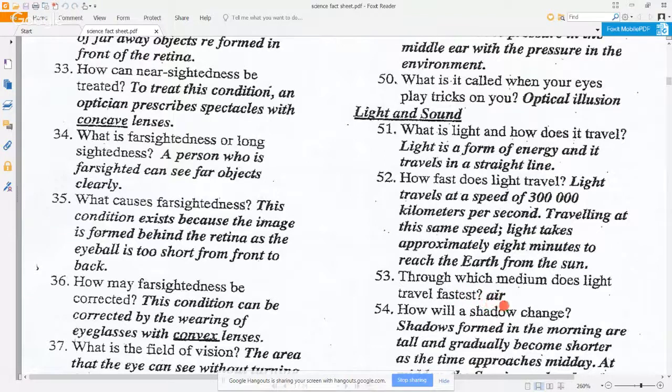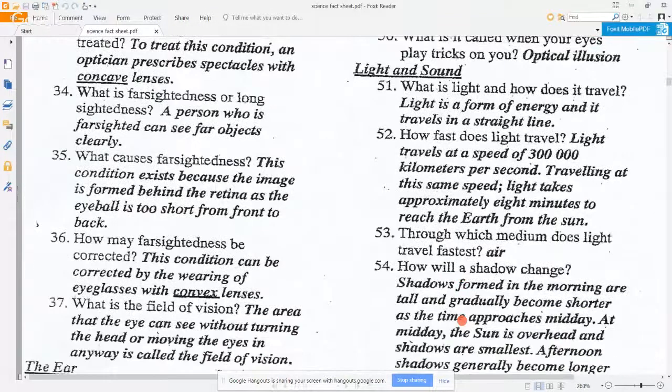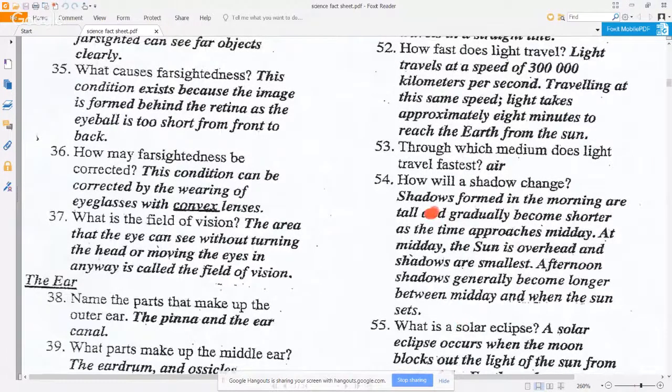Okay, through which medium does light travel fastest? Through the air. How will a shadow change? Shadows formed in the morning are taller, and gradually become shorter as they approach midday. At midday, the sun is overhead and the shadows are smallest. Afternoon shadows generally become longer between midday and when the sun sets. So now, remember this one, that the shadow always forms in the opposite direction to the source. So if the sun is to the east, the shadow will be to the west.